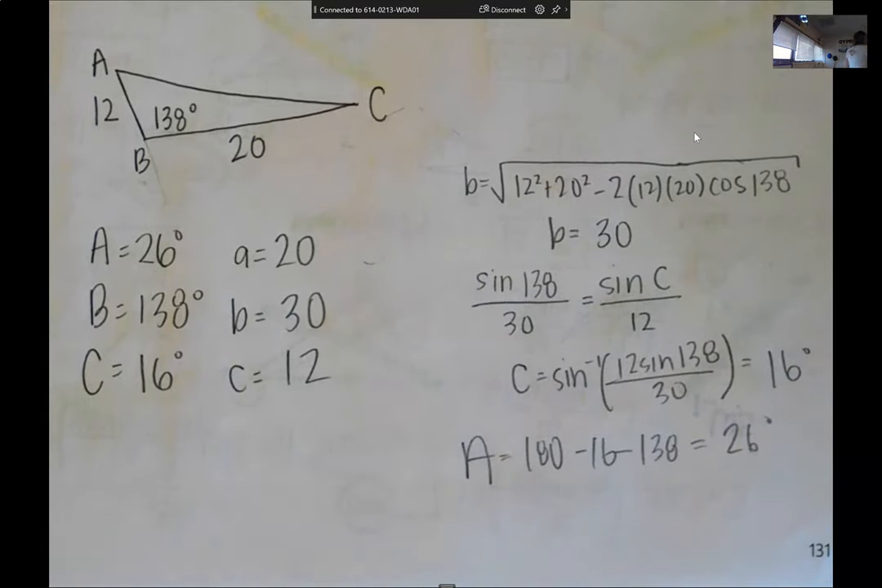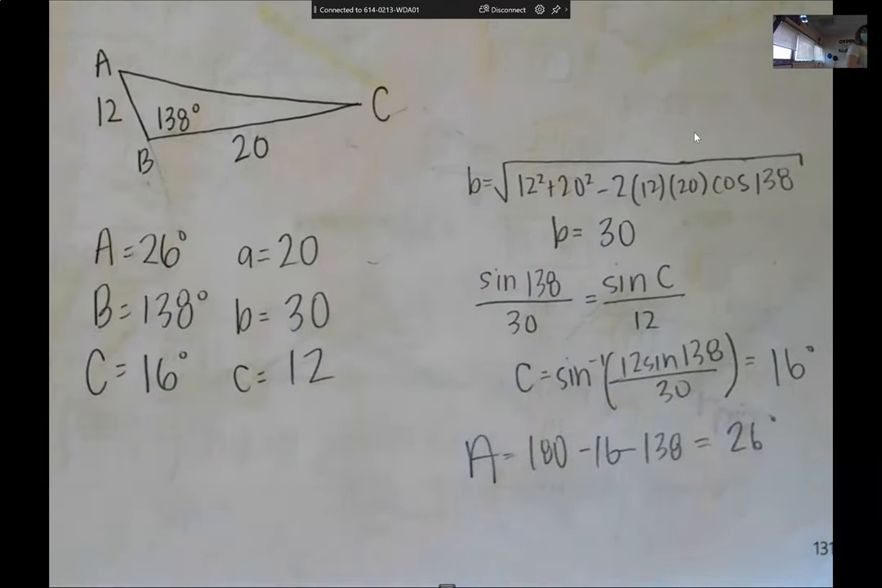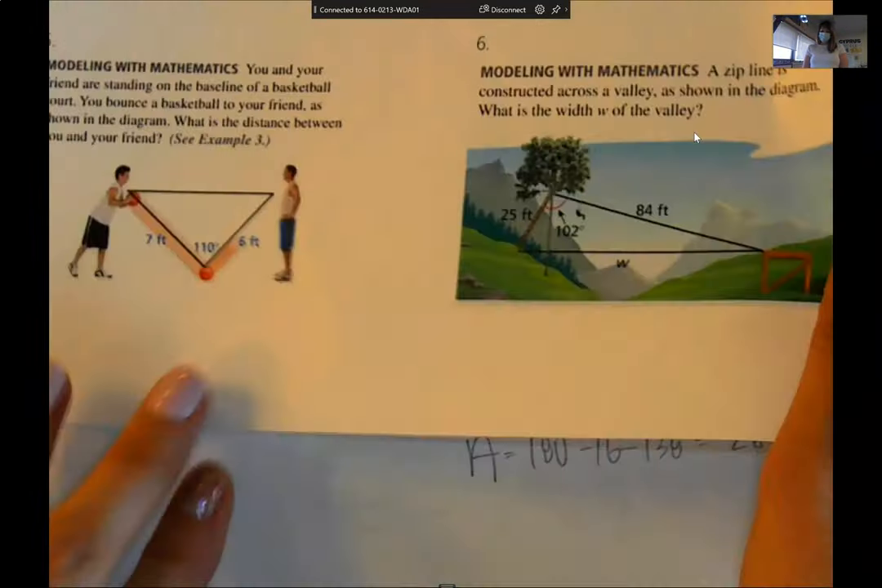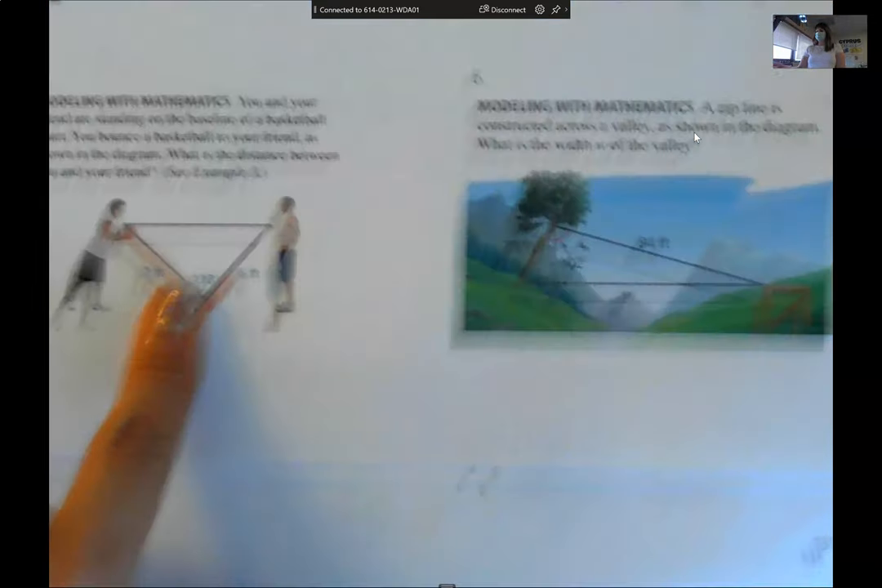How'd you guys do? Good. You did okay? So in Canvas, you have four of these. Two of them are triangles, two of them are pictures. Just kidding. The letters. And this is one of the triangles. So if you wrote it down, then you have one of them done. There's two of these. And then you have two real world ones.